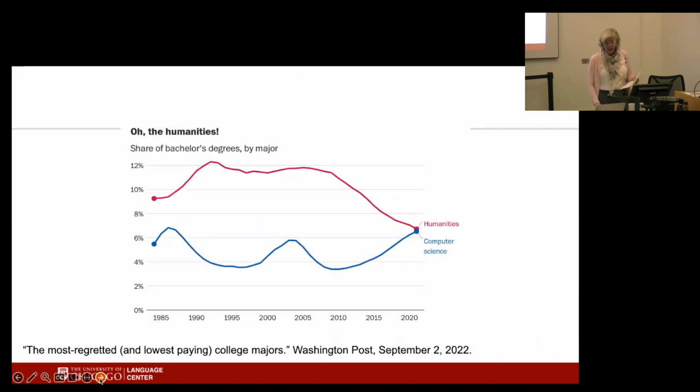In addition to that, we have this article, not really humorous, not for us, of course, from the Washington Post about the general decrease in humanities degrees, taking a precipitous plunge, crisscrossing here with computer science. And I'm assuming humanities continuing on the decline and computer science and other STEM fields on the incline.